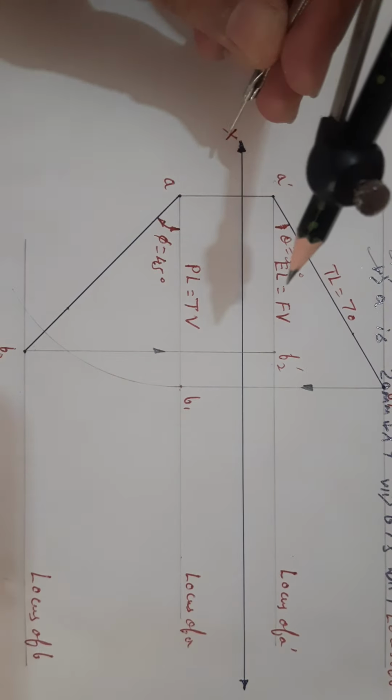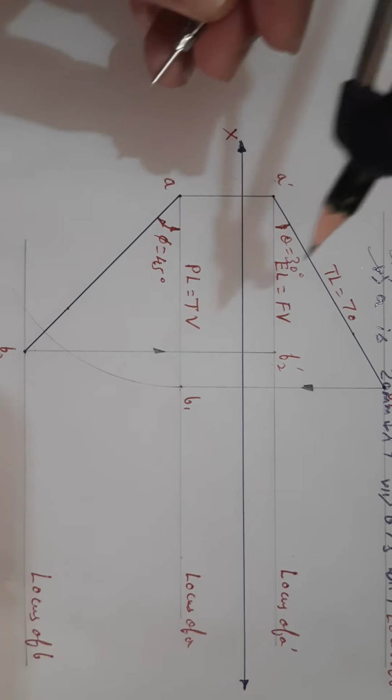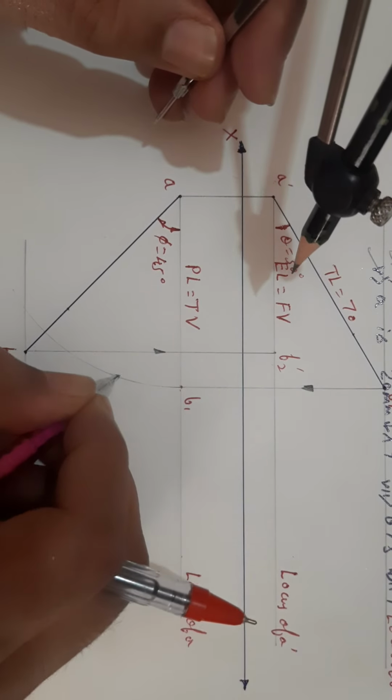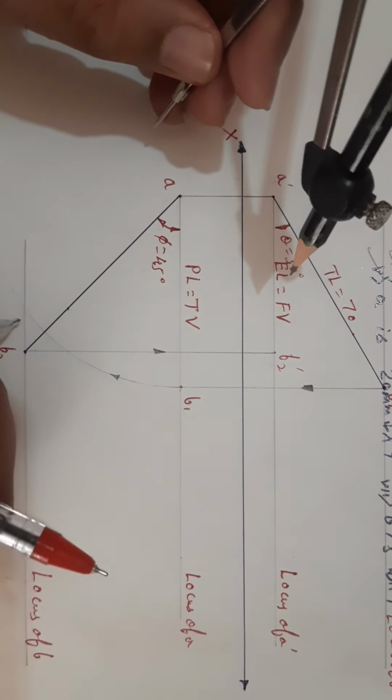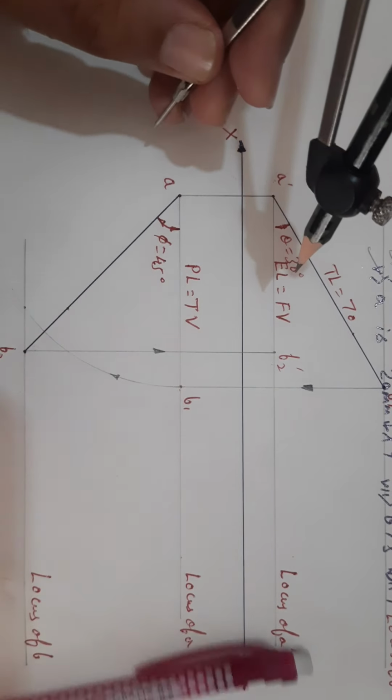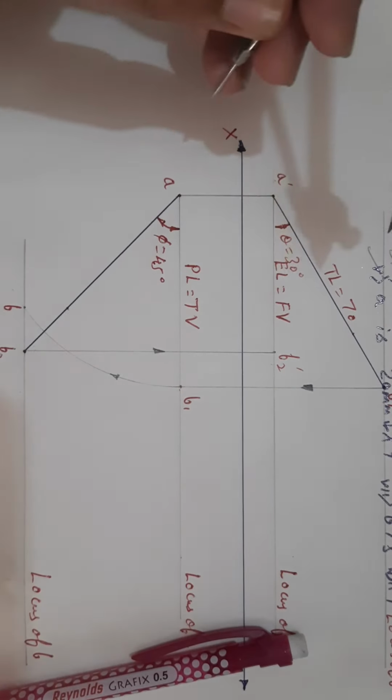and I'll be keeping it pivoted at point A, and I will cut the arc on the locus of B. Friends, why did I cut the arc on the locus of B? There is a significance behind that. Please try to understand. This is nothing but, over here I will mark it as B.